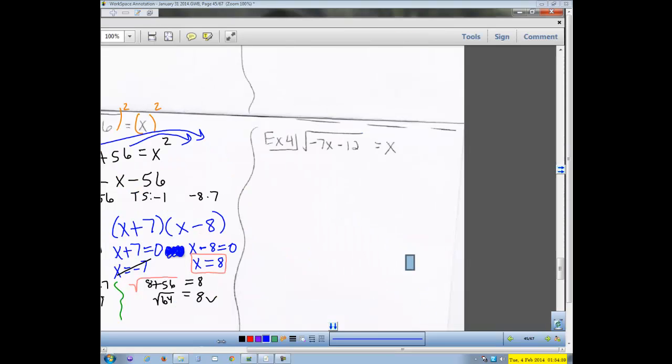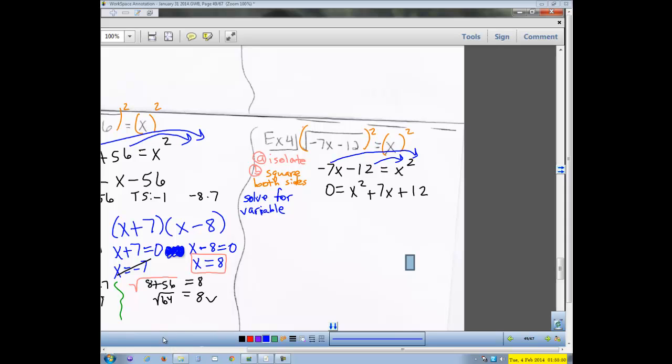Example 4. x equals the square root of negative 7x minus 12. The radical is already isolated, so we square both sides. Again, this gives us a quadratic equation. Negative 7x minus 12 equals x squared. Now I need to solve for the variable x. I do this by moving everything to one side and setting the equation equal to 0.